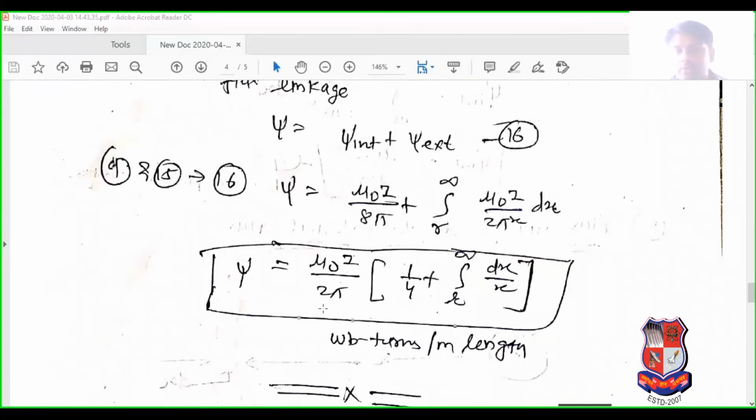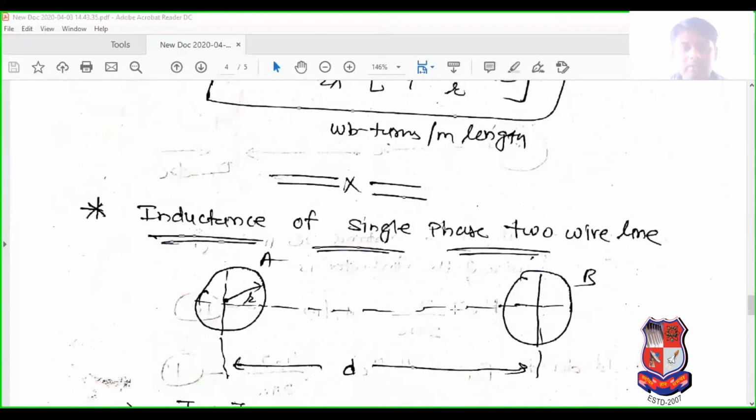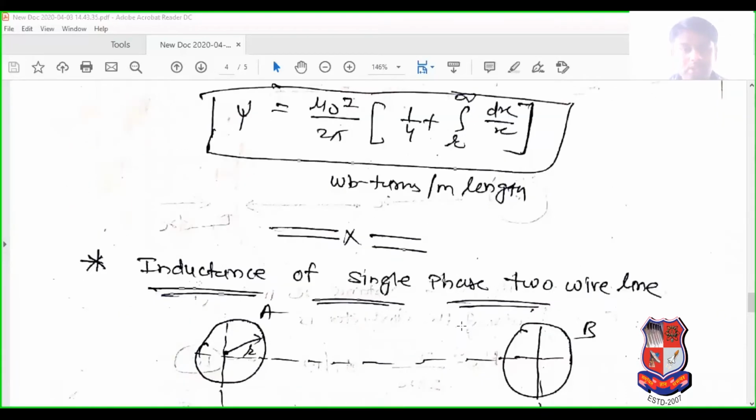So mu 0 I upon 2 pi is common from here. Mu 0 I upon 2 pi is common, so the remainder portion is 1 by 4 plus the integral from r to infinity of 1 upon x into dx. That is the final value of flux due to internal as well as external. So I hope till now we cover all the major portions.